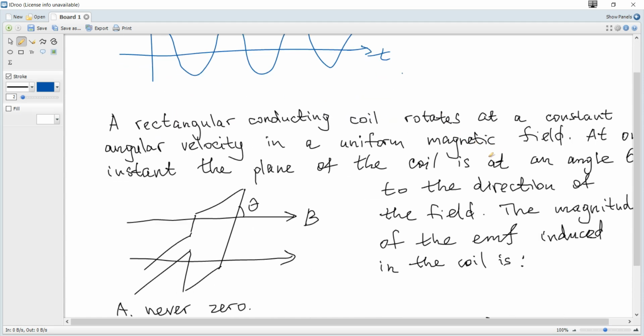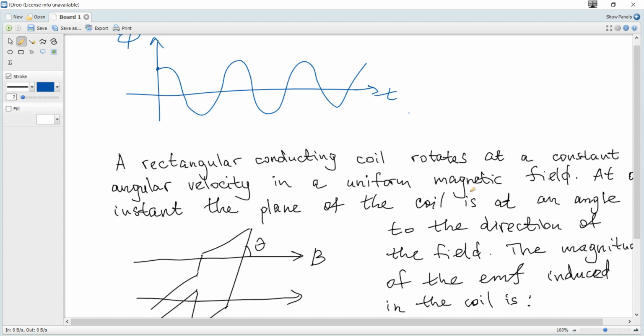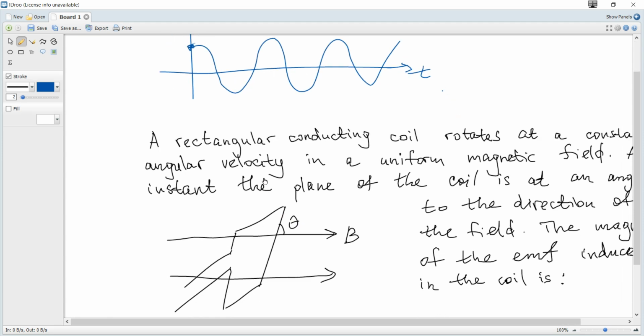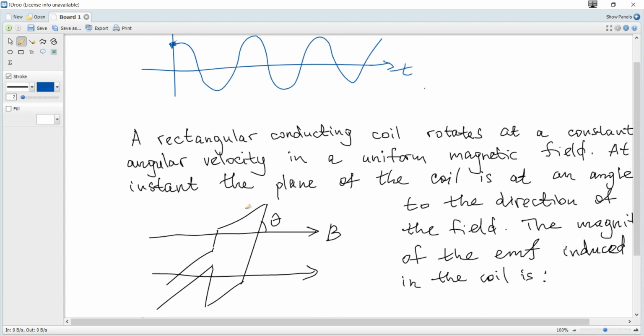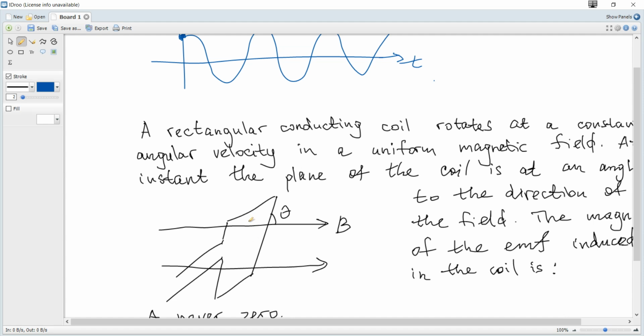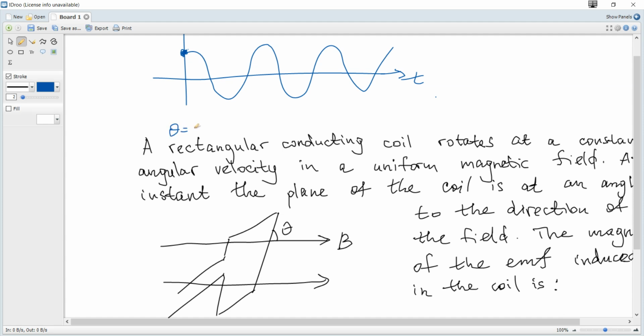And what is EMF? EMF is the rate of change of the magnetic flux linkage. And what is the rate of change? Rate of change is the derivative. Let's consider points on this graph relative to the positions of the coil relative to the magnetic field. So this point is when magnetic flux is maximum, when this coil is perpendicular to the lines of the magnetic field. So it's when theta is 90, or maybe 270.